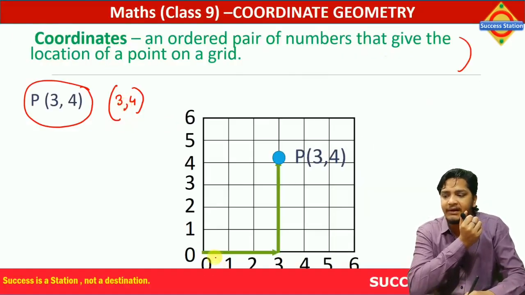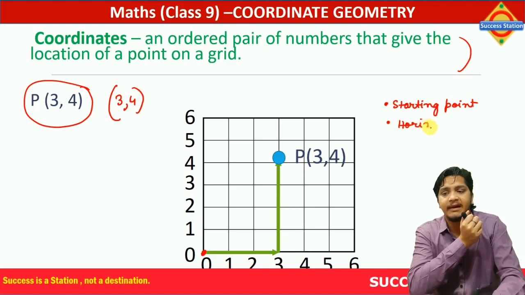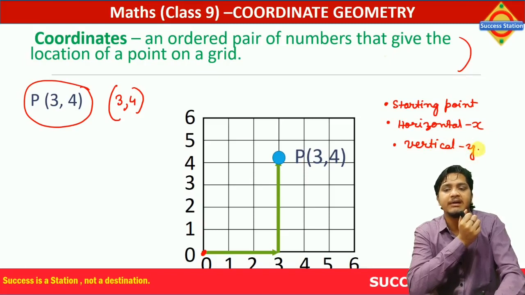So again here, we started from 0. Now what things do you have to remember? You have to remember your starting point. Always in the Cartesian coordinate system, your starting point will be the origin, or (0, 0). Horizontal distance is the x and vertical distance is the y. X is called the abscissa, y is called the ordinate.